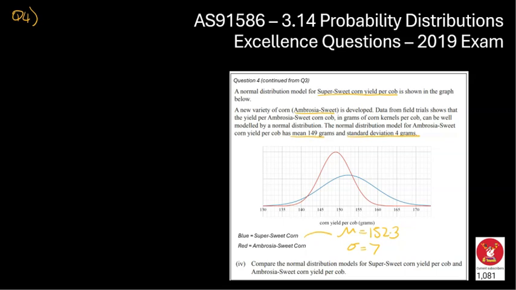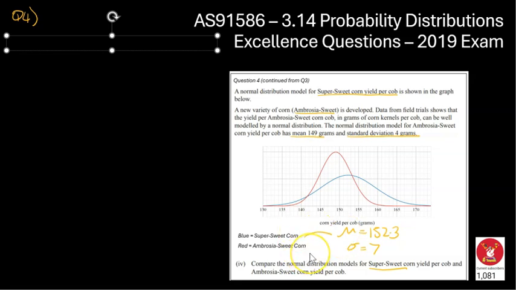And the question basically, I should note the blue one is the super sweet corn from the previous question, and the red one is the new Ambrosia super sweet corn, whatever it's called, for the new question. So that's the new type they've added. So we've been asked to compare the distribution models for the super sweet brand and the Ambrosia sweet brand.